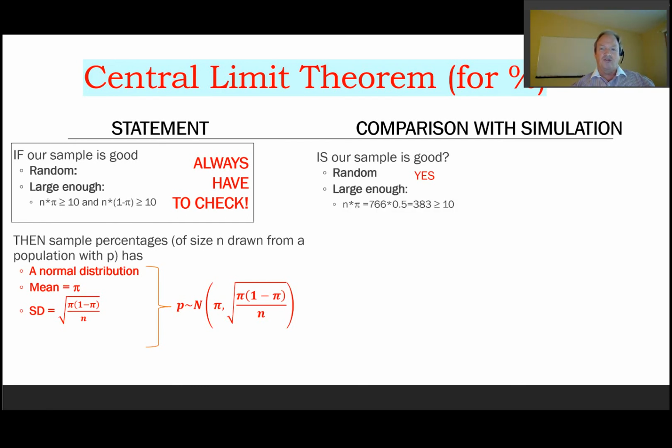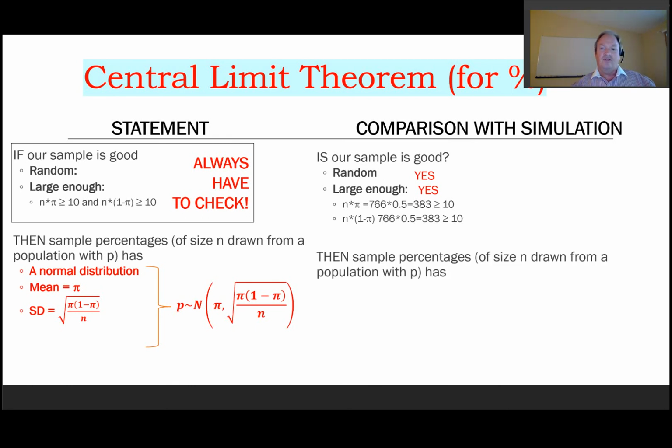Was it large enough? Well, we had a sample size of 766, and the percentage in the population that were going to vote for Trump was 50%. So we get 383, which is greater than or equal to 10. And if we check the other condition, sure enough, we find it's also greater than or equal to 10. So now we can use the central limit theorem.